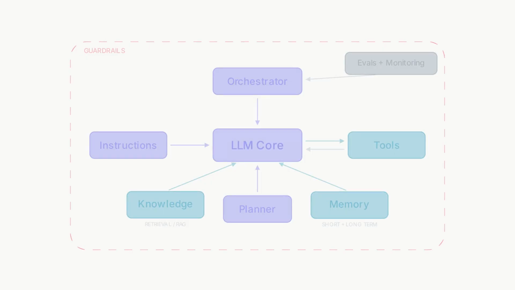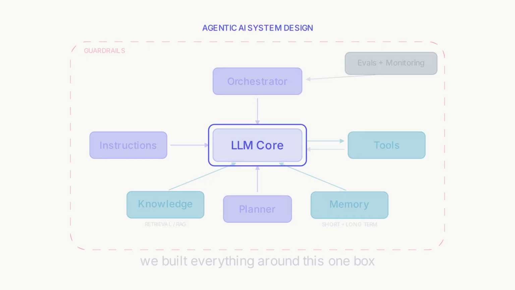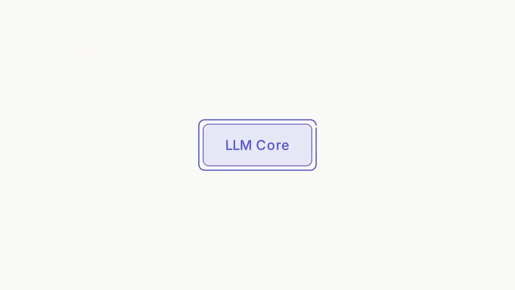Now, if you've seen my video on agentic AI system design, we mapped out that entire system there. And right at the center of that map sat one box, labeled the language model core. We called it the part that predicts the next word, and then we treated it as a sealed box and built everything else around it. Today, we open that box.